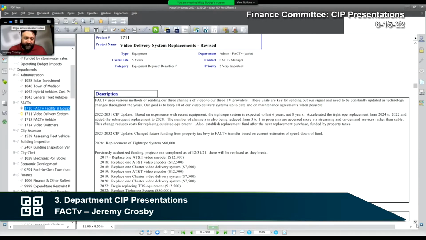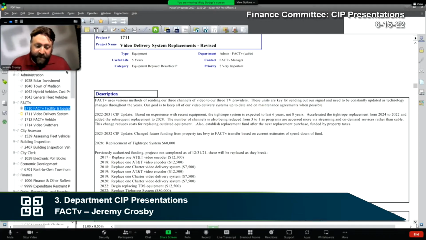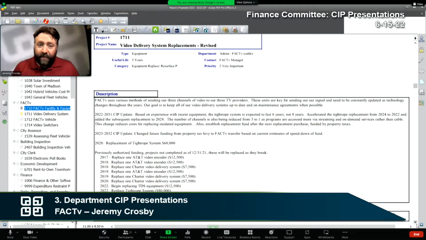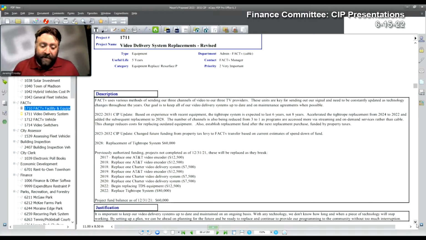Fantastic. 1711 video delivery system replacement. We just had a replacement of our head end the last week in May, and it went very smooth. That allowed us to go down to 2 channels and still provide the best coverage that Fitchburg has to offer to our residents with that equipment. As far as the 2023 funding, it's going to be from the property tax levy to Fact TV. Oh, sorry, I'm going to skip that one. That one's just a note on there.